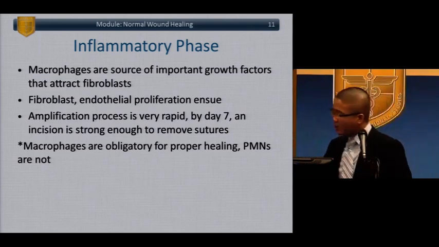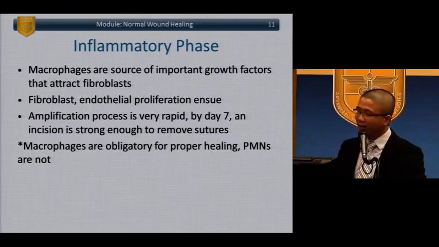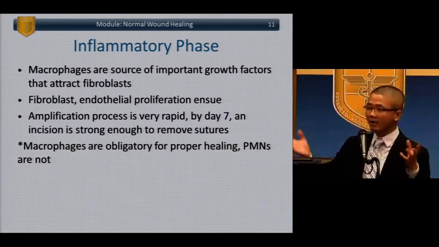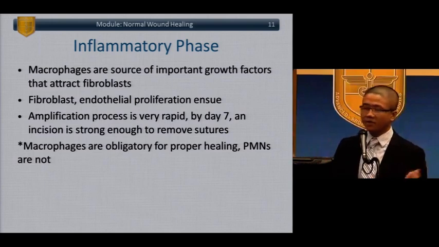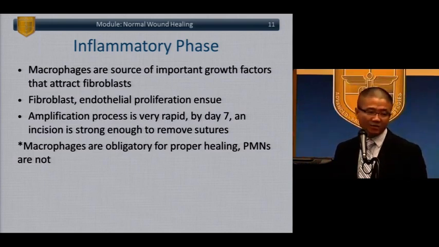So now you've got polymorphonuclear cells and macrophages coming in, trying to heal and clean up the scene. After the scene is cleaned up, you get the fibroblasts and the endothelial proliferation. Things are growing at this point, right? Things are cleaned up, things are growing, and this amplification of the process, like I was saying, is exponential. It's very, very fast. And by day 7, the incision is strong enough for us to remove our sutures, right?